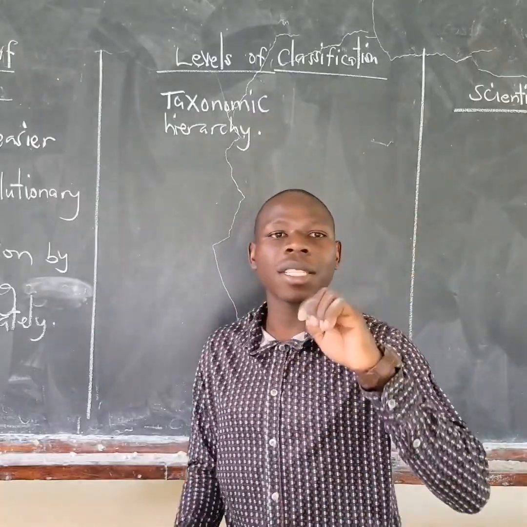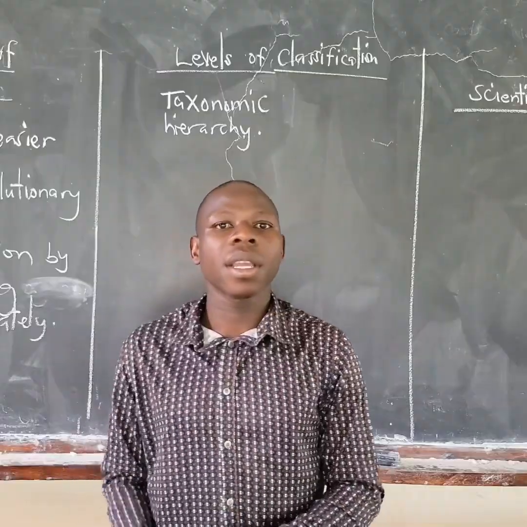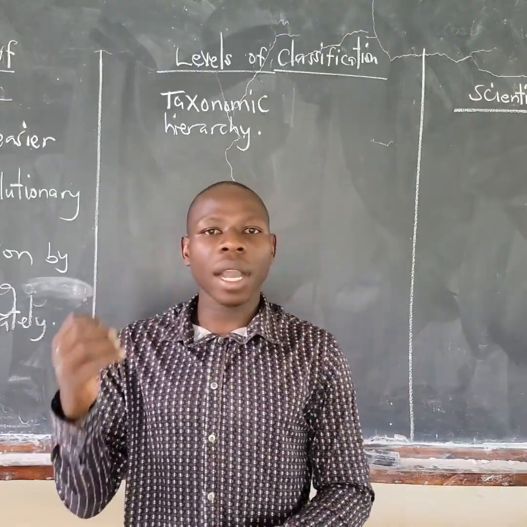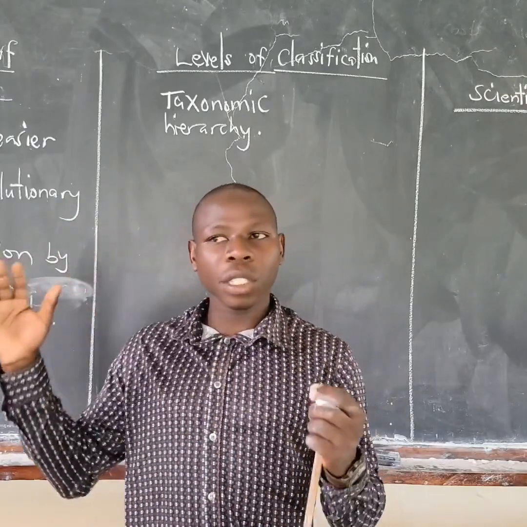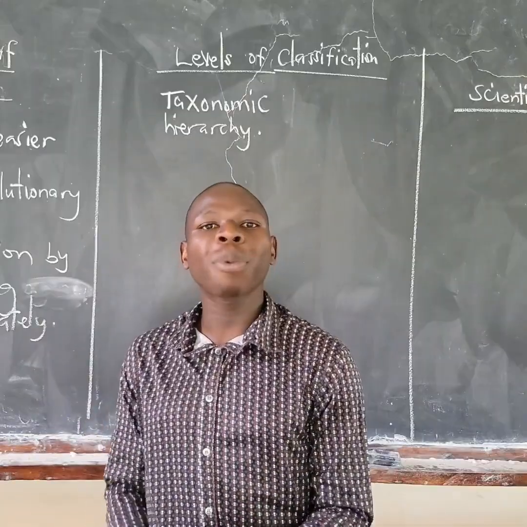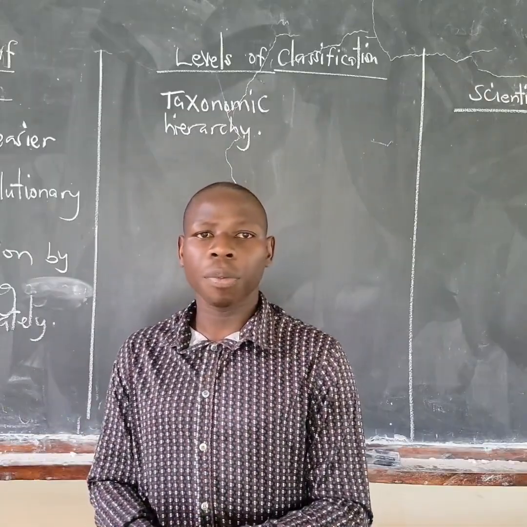They call this one the taxonomic hierarchy. They are arranging living organisms into groups, starting from the largest group, going to the smaller group, up to the smallest group.